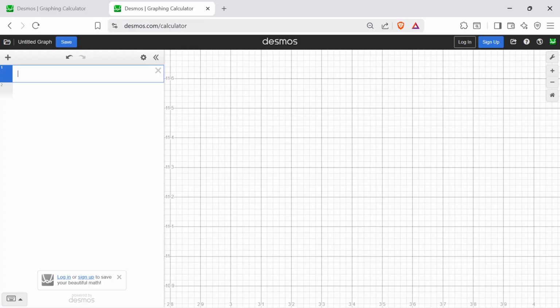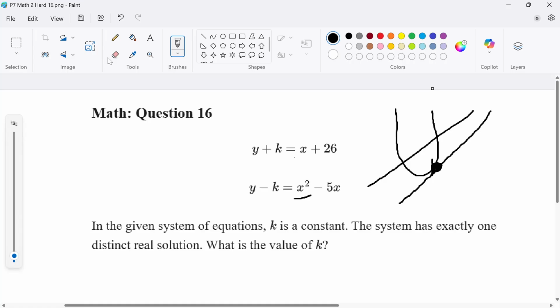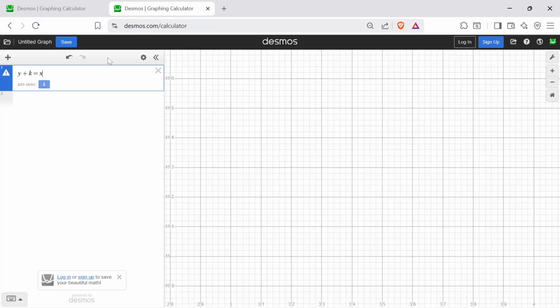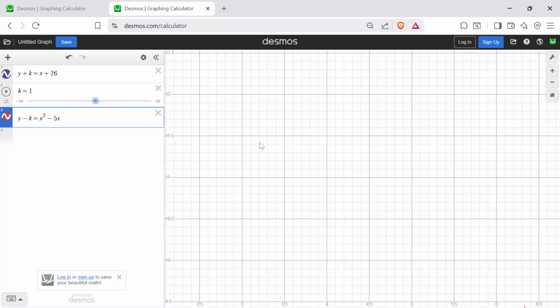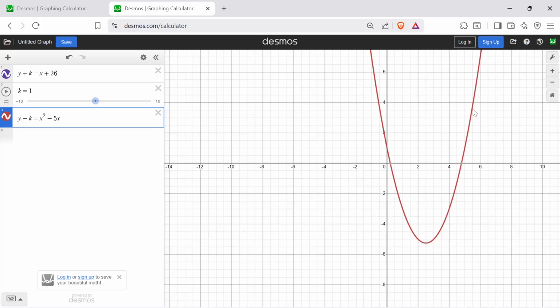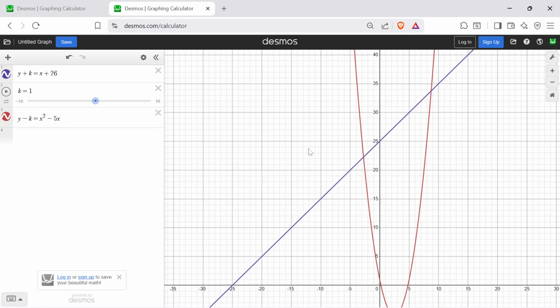I'm having trouble with Desmos today. When I type things in, it's not showing me dots where things cross. So that's why I have multiple windows open. But I'm going to show you here, even if for some reason it doesn't show the dot where they cross, you can easily see what the value of k is. y plus k equals x plus 26, and y minus k equals x squared minus 5x. And so now I've got the situation, and there's the parabola, there's a line.